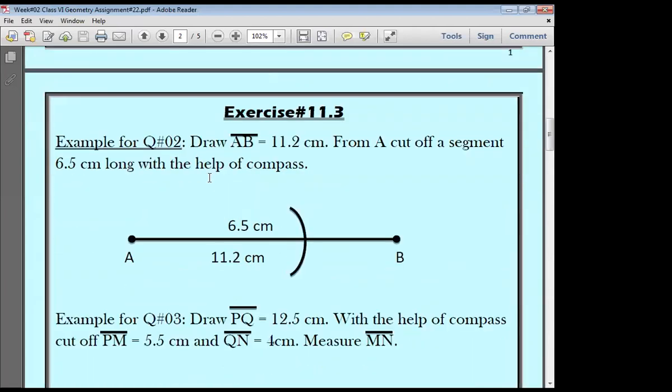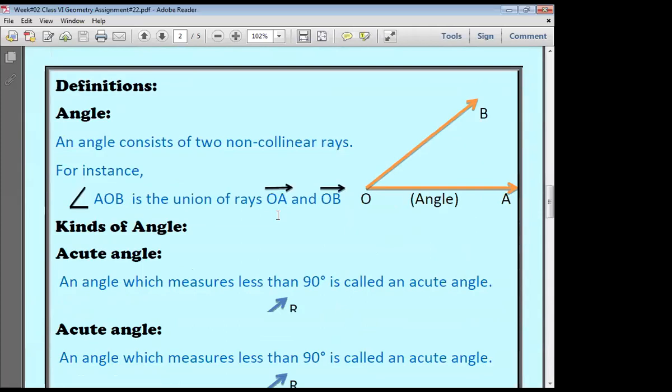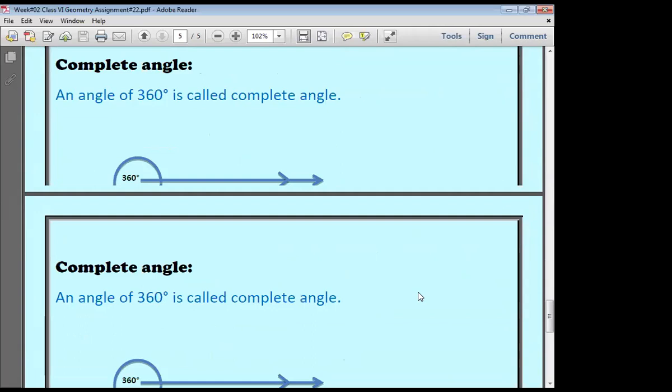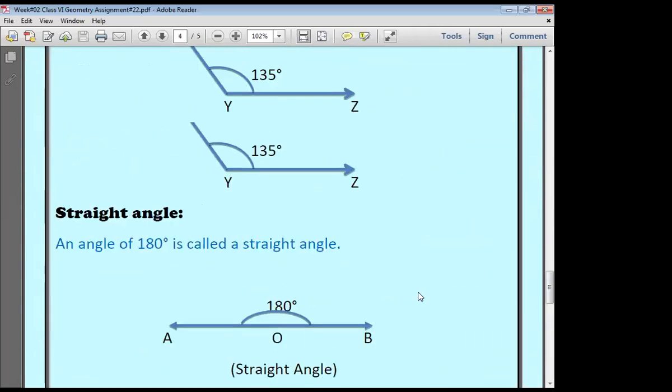Now look here. These are the examples. Do not attempt these questions in your copy. You have to open your book, exercise number 11.3, and from there you will copy down question number 2 and question number 3 and then solve it. Is it clear? Now after that, these are the definitions that you will copy from here. You have to write down all these definitions in your copy, and obviously you will draw these figures on your blank page. These are the definitions that you are going to do in your copy.